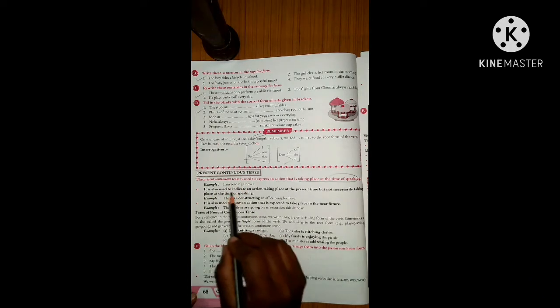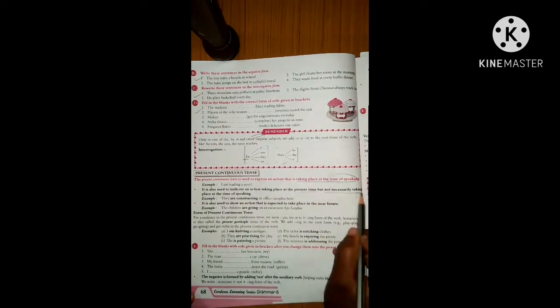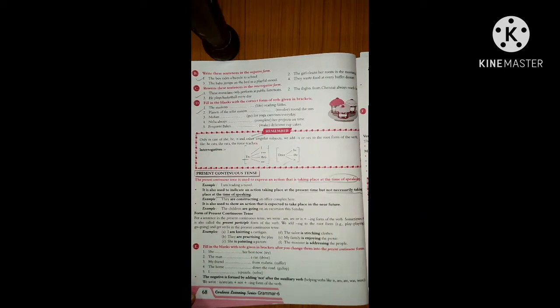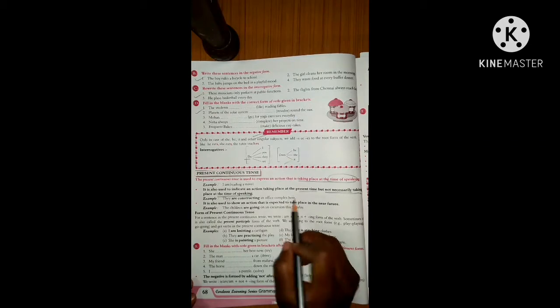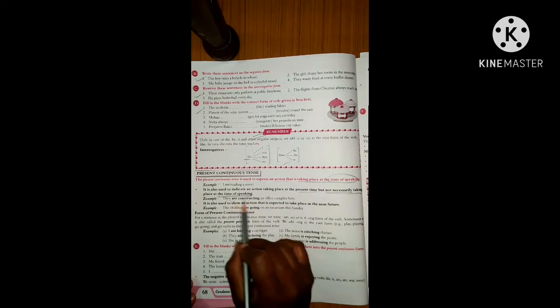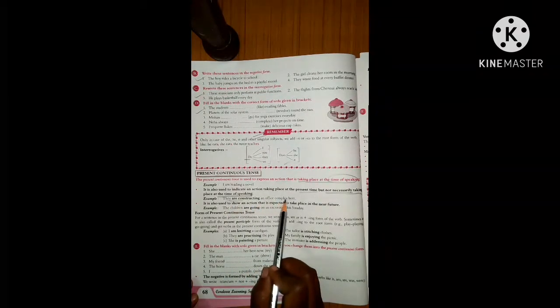Now it is also used to indicate an action taking place at the present time but not necessarily taking place at the time of speaking. For example, they are constructing an office complex here. It is not compulsory that at the time I am speaking this sentence they are constructing. It is not necessary. So the construction is still going on. It is not over yet. Clear? So they are constructing an office complex here.